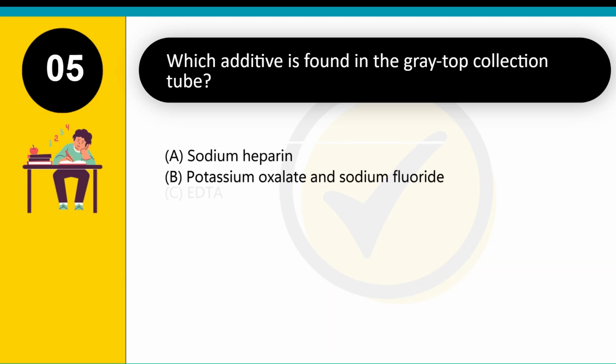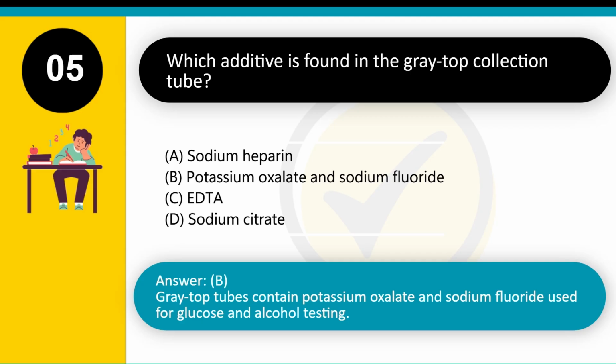Which additive is found in the gray top collection tube? A. Sodium heparin. B. Potassium oxalate and sodium fluoride. C. EDTA. D. Sodium citrate. Answer B. Gray top tubes contain potassium oxalate and sodium fluoride used for glucose and alcohol testing.